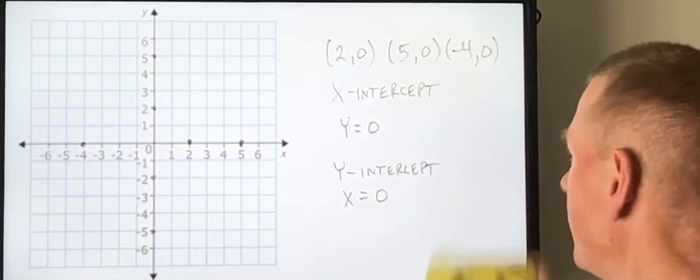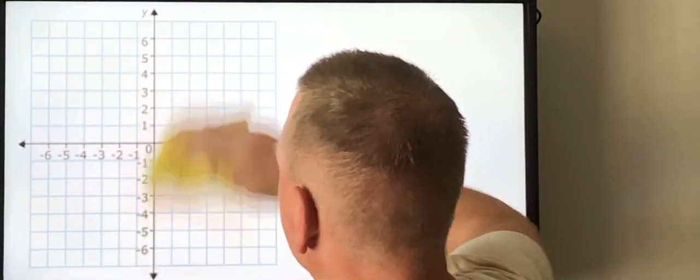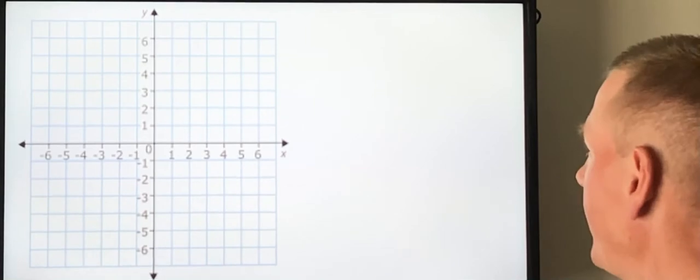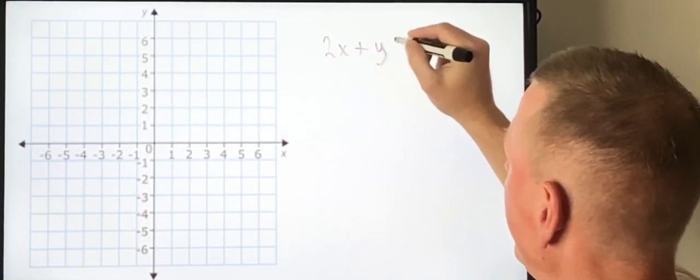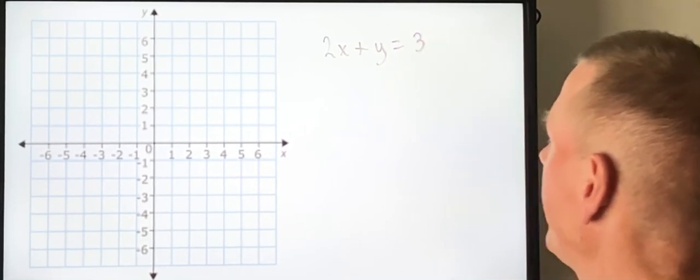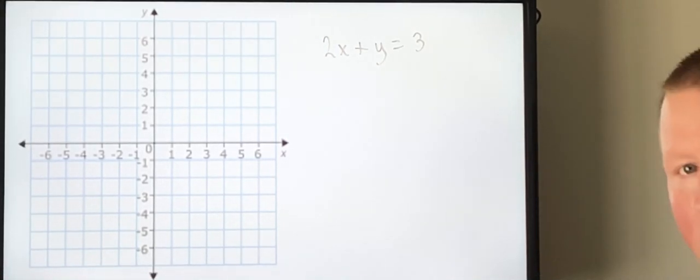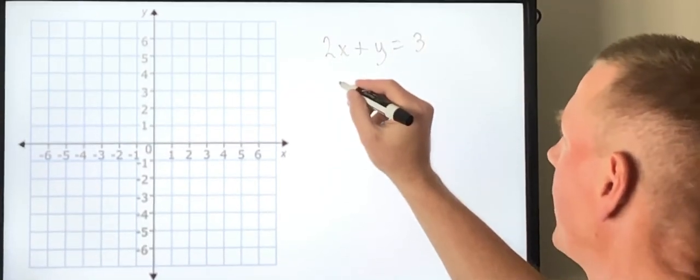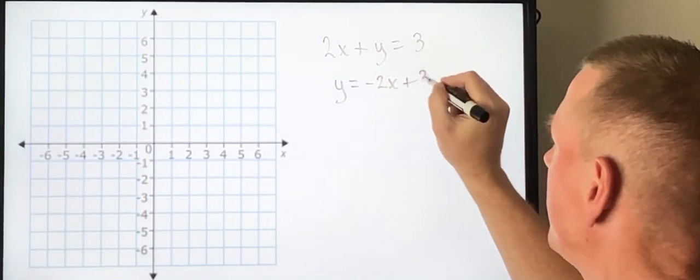Alright, let's take a look at an example now. If I have the equation, let's say 2x plus y equals 3, and I want to find the x-intercept and the y-intercept. Probably the best thing to do is to go ahead and get one of the variables by itself. So in this case, y equals -2x plus 3.